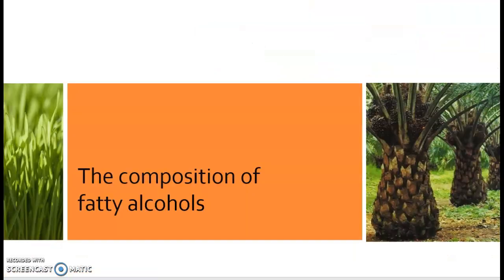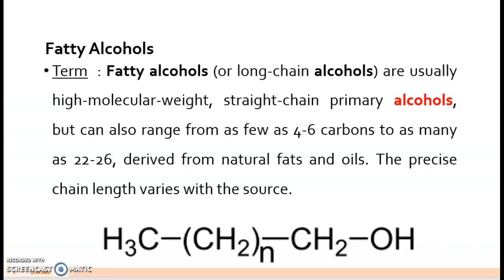Let's see the composition of the fatty alcohols. Fatty alcohol is actually a fat with alcohol. Alcohol we usually represent by OH. So you can see there is an OH functional group attached to the long carbon chain. Fatty alcohols, or long chain alcohols, are usually high molecular weight, straight chain primary alcohols. Of course, the higher the number of carbon atoms, the higher the molecular weight.